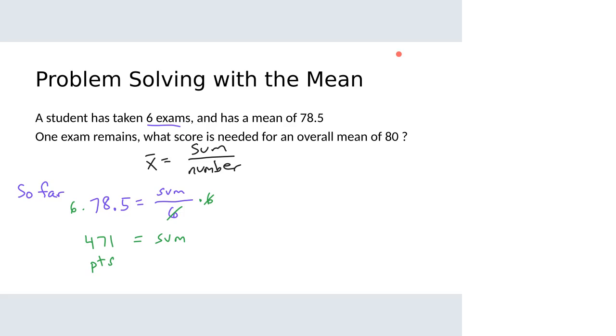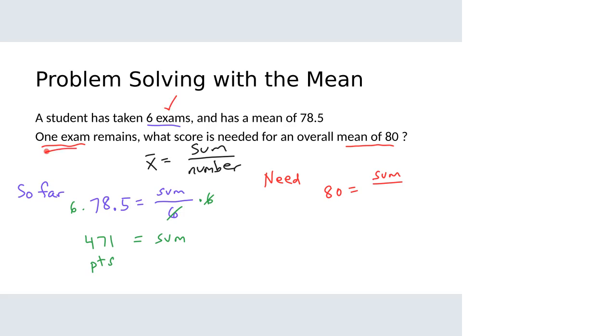What they would like to do, what they need, is they would like to have an overall mean of 80 after they take one more exam. So what they're hoping for is to have a mean of 80. We don't know how many points that'll take. And here's the key part of this problem, the place where you might make a mistake if you make one, is they've taken 6 exams so far, there's 1 more to go.